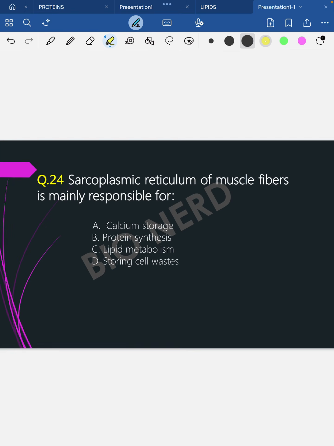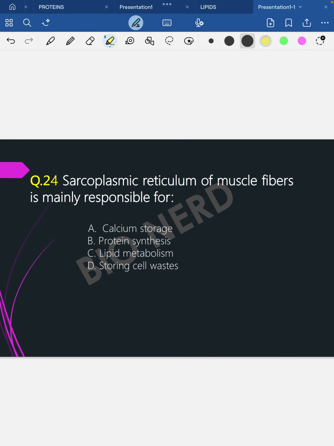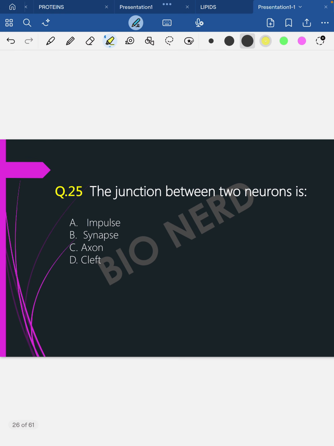24, sarcoplasmic reticulum of muscle fiber is mainly responsible for. Very easy, calcium storage, you know very well. When at neuromuscular junction, acetylcholine stimulates the sarcolemma, ultimately T tubule is in contact with the sarcoplasmic reticulum. Then sarcoplasmic reticulum releases calcium, and calcium is responsible for binding to the troponin and ultimately the contraction of muscle. So alpha is the best option.